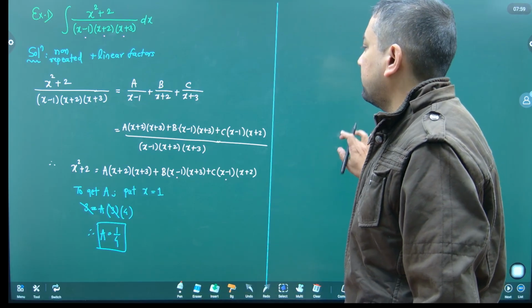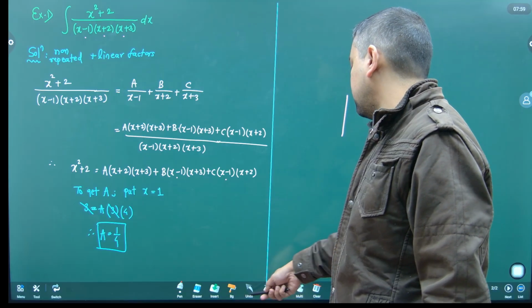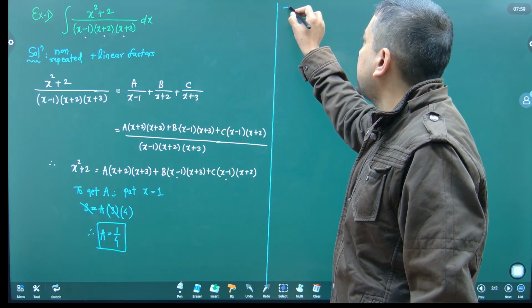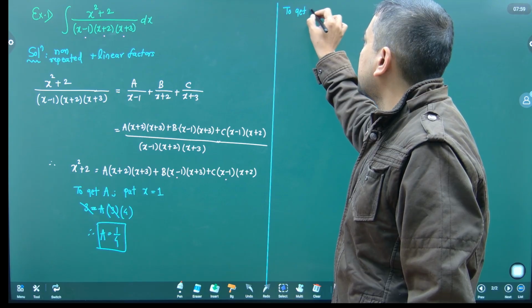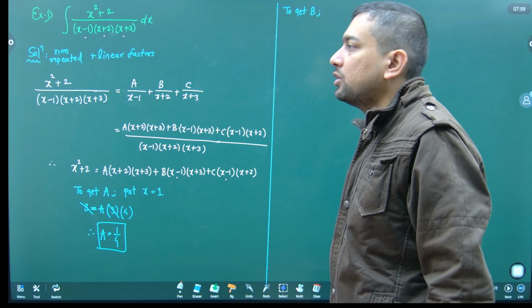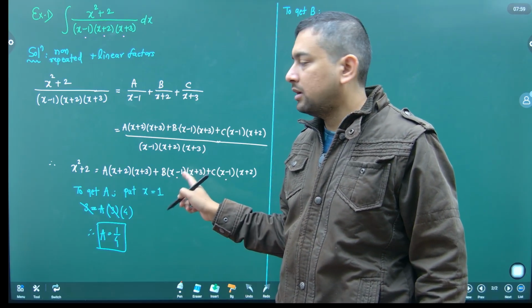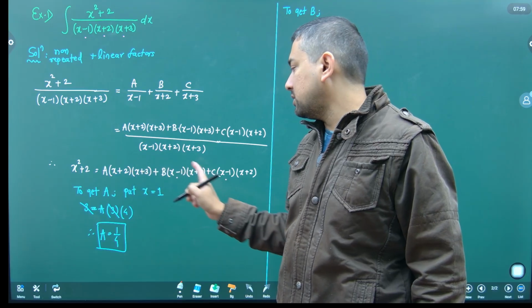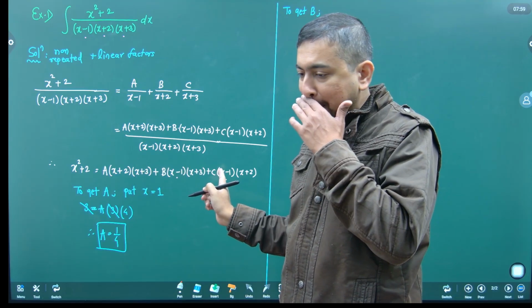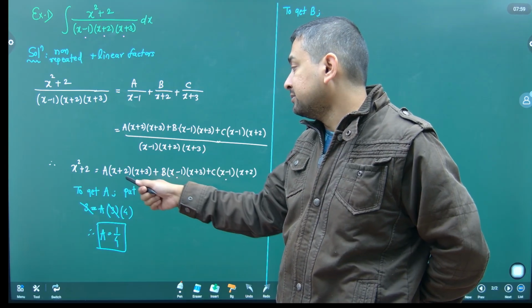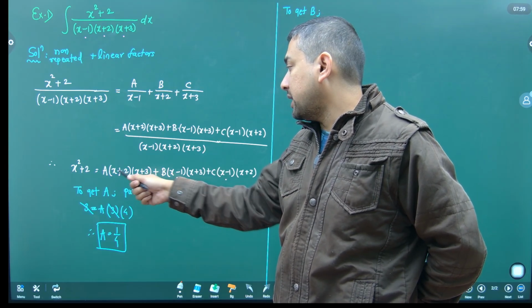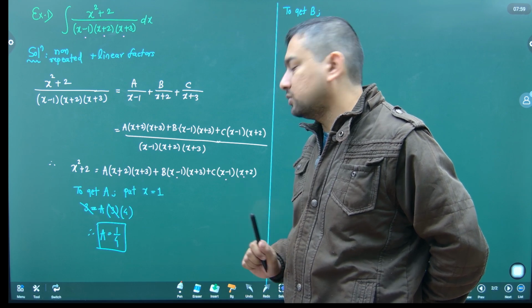Let us find out the value of B. So to get B, again the same approach. If you want to find B, you have to make the A term 0 and the C term 0. What is common in A and C? See, x plus 2, x plus 2.